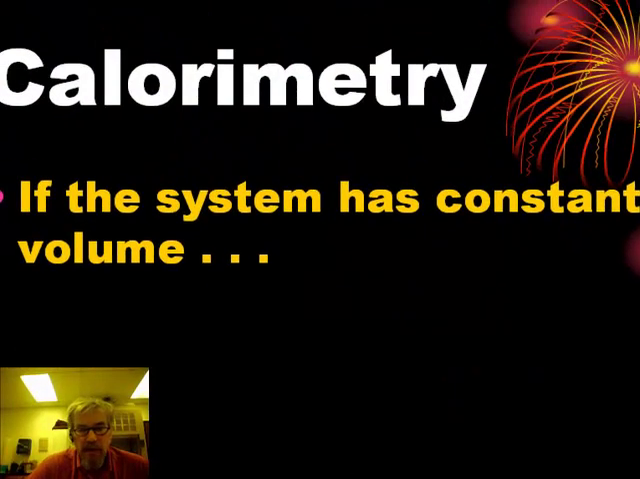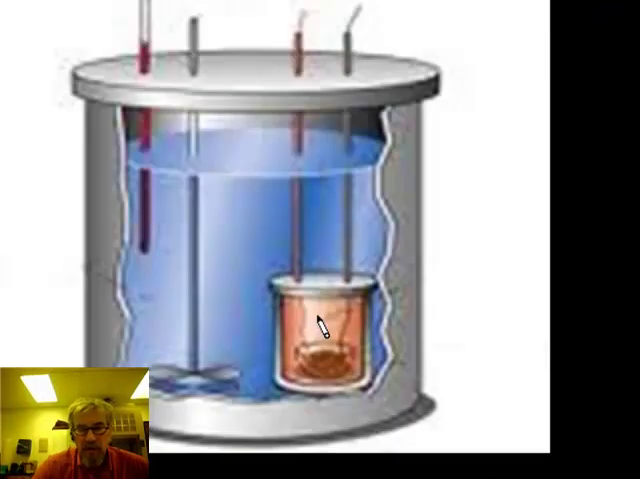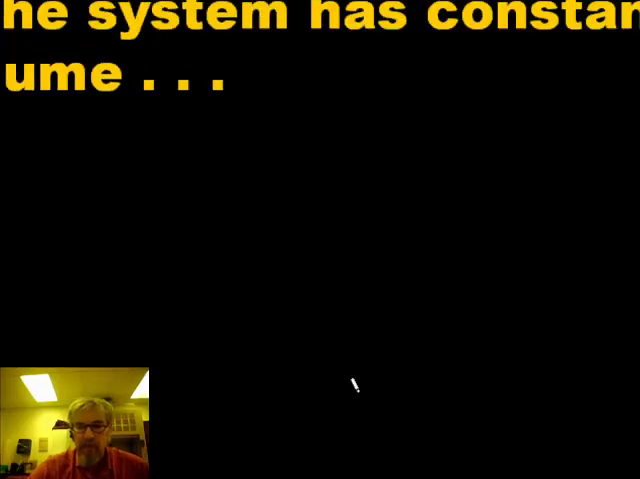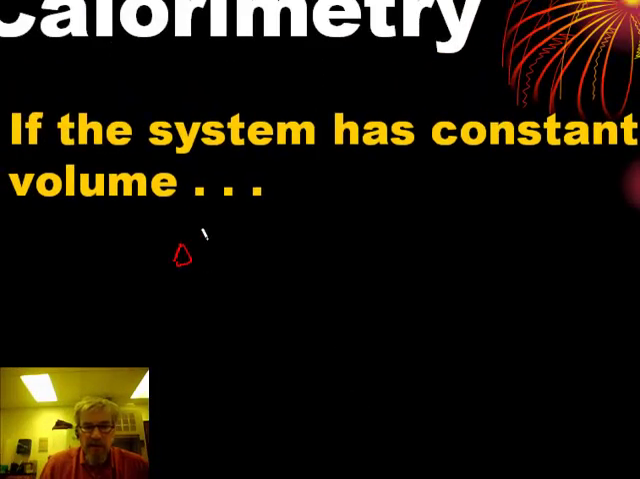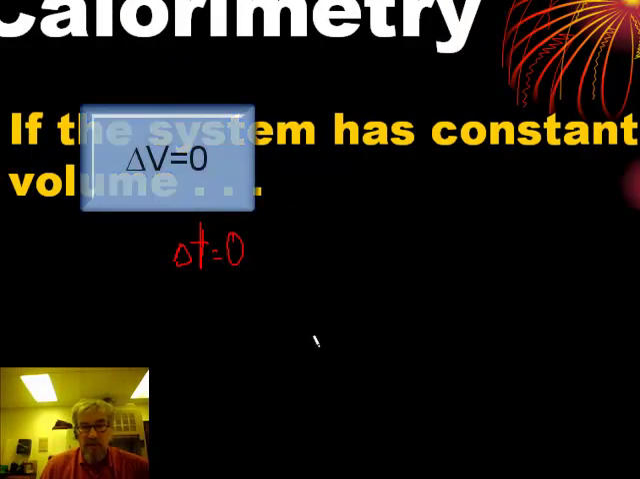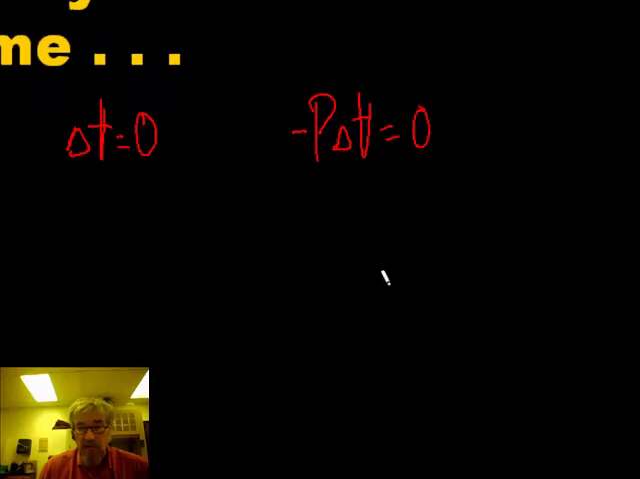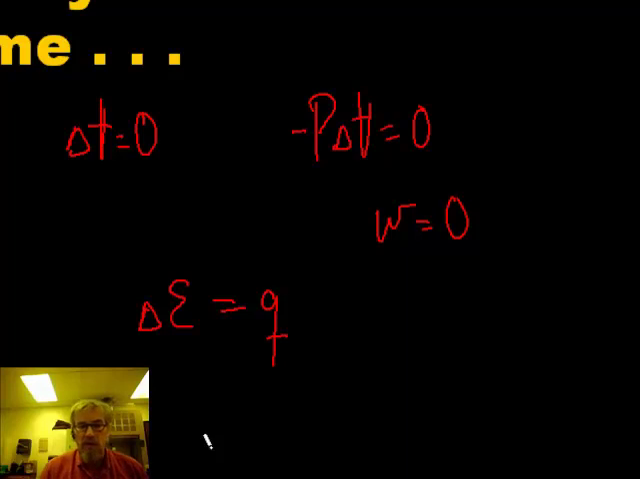The system inside the calorimeter could have a constant volume. In other words, the reaction could be happening inside of a pot like this, whose volume can't change. Well, if that's the case, then delta V is 0. And so that means minus P delta V is 0. And so that means work is 0. And so that means all the energy that's exchanged here is in the form of heat. So when you measure the heat flow in a constant volume calorimeter, you're measuring the total energy change.